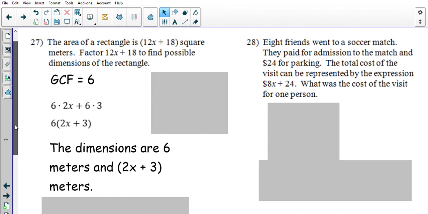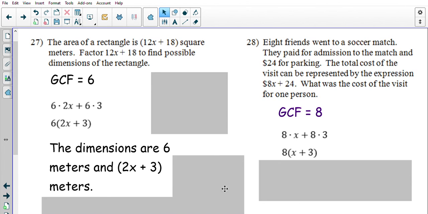All right, last question. Number 28. 8 friends went to a soccer match. They paid for admission to the match and $24 for parking. The total cost of the visit can be represented by the expression 8x plus 24. What was the cost of the visit for one person? That should be a question mark. Let's factor 8x plus 24.